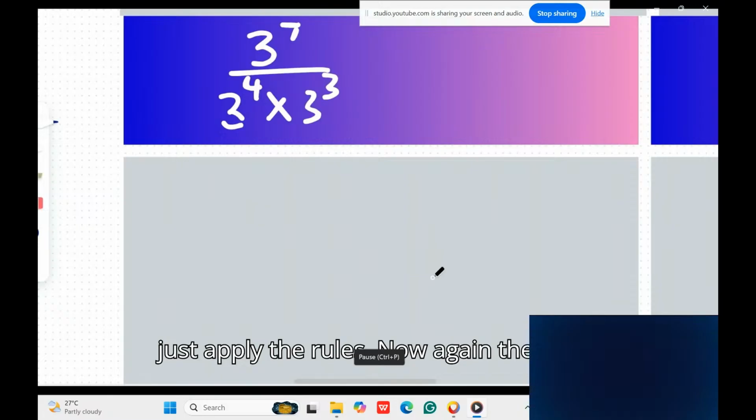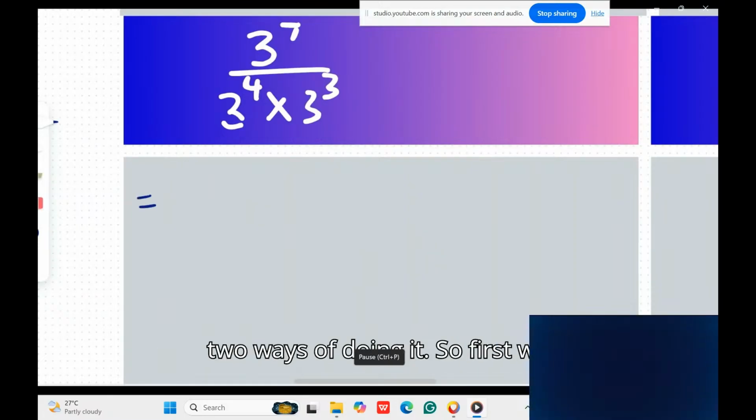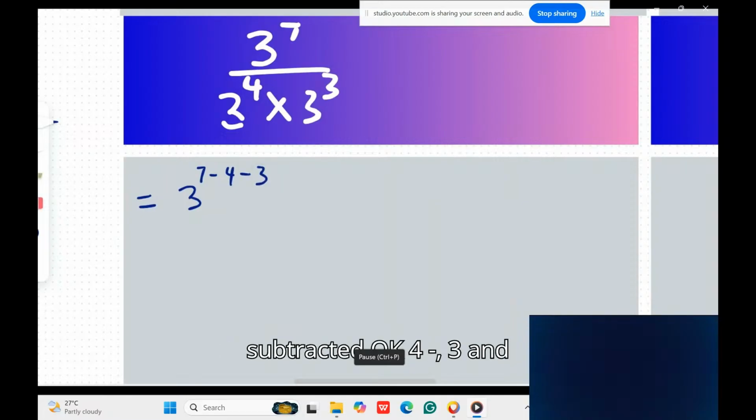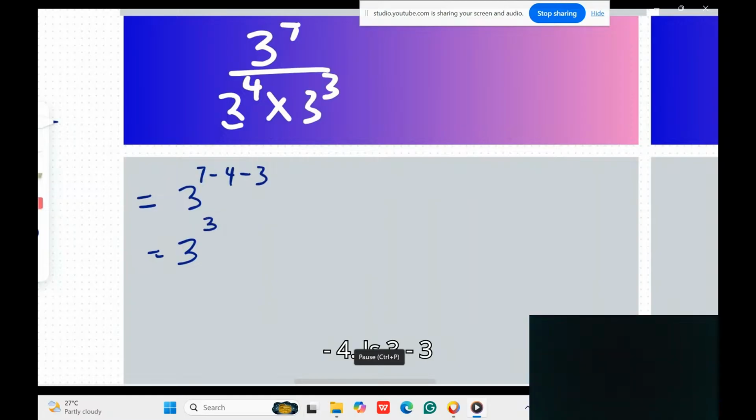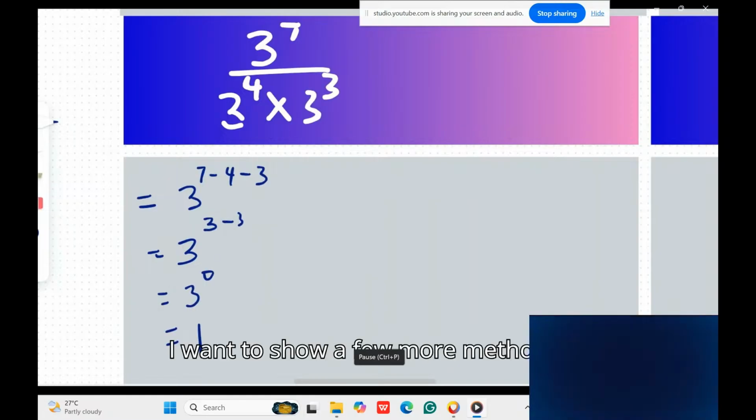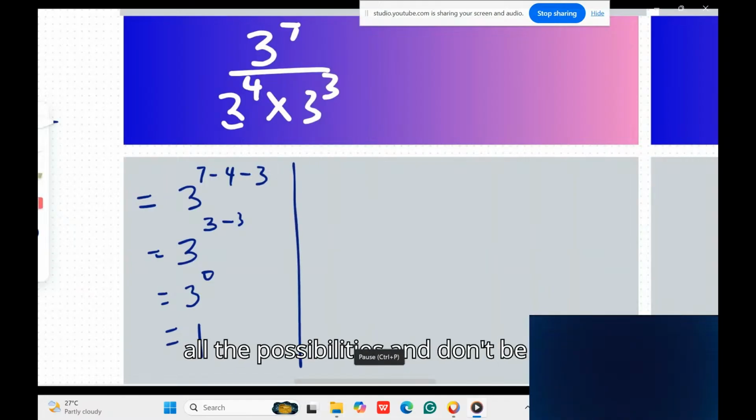All you have to do is just apply the rules. Now again, there are two ways of doing it. So first, we will write 3, 7 as it is. Now, this 3 raised to the power 4 is in division with this, and this is also in division with this. So both of these powers will get subtracted. Minus 4 minus 3, and then you will solve it as 7 minus 4 is 3 minus 3 equal to 0. I want to show a few more methods of solving this question so that you know all the possibilities and don't be in a doubt.